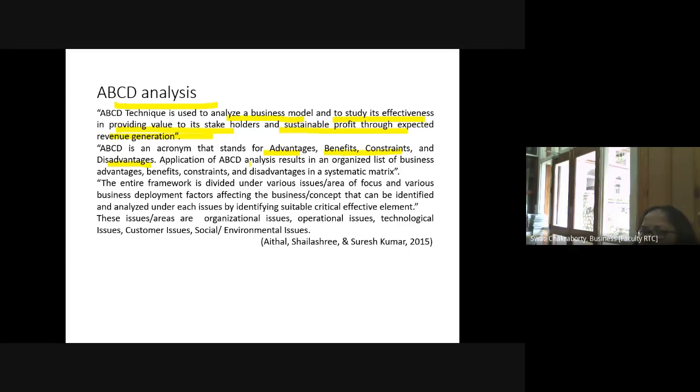So when you apply ABCD analysis, it will result in a list of business advantages, benefits, constraints, and disadvantages in a systematic matrix. And this entire framework is divided under various issues or areas of focus, various business deployment factors which affect the business concept, which can be identified and analyzed under each issue by identifying suitable, critical, effective elements. These issues can be organizational issues, operational issues, technological issues, customer issues, and social or environmental issues.